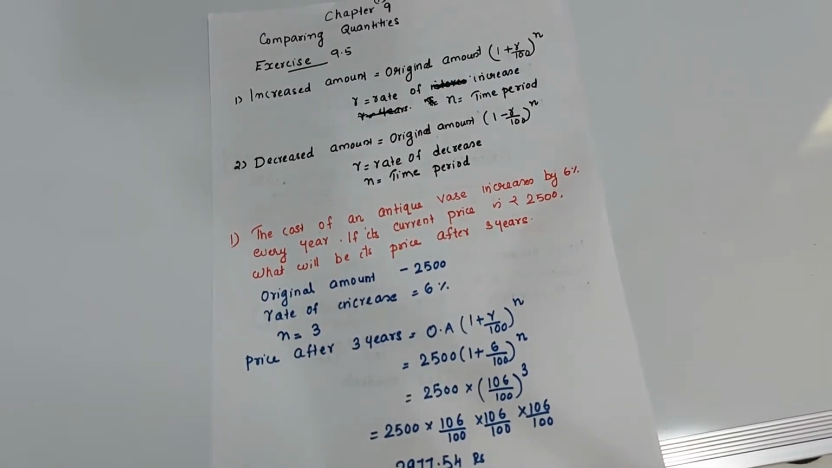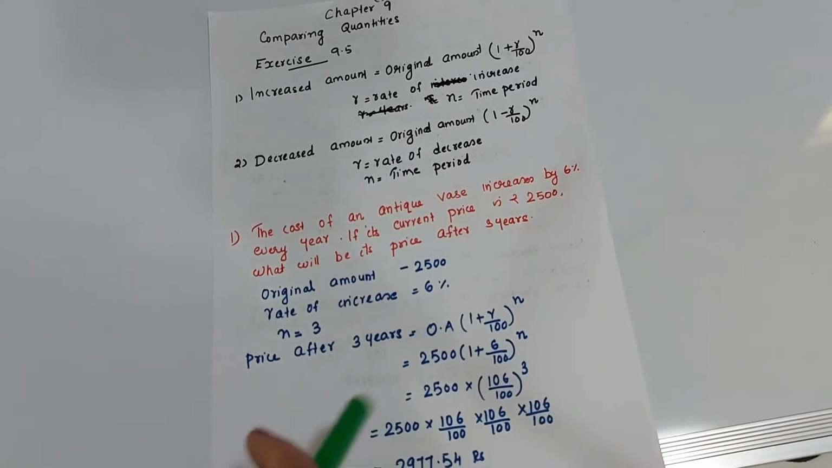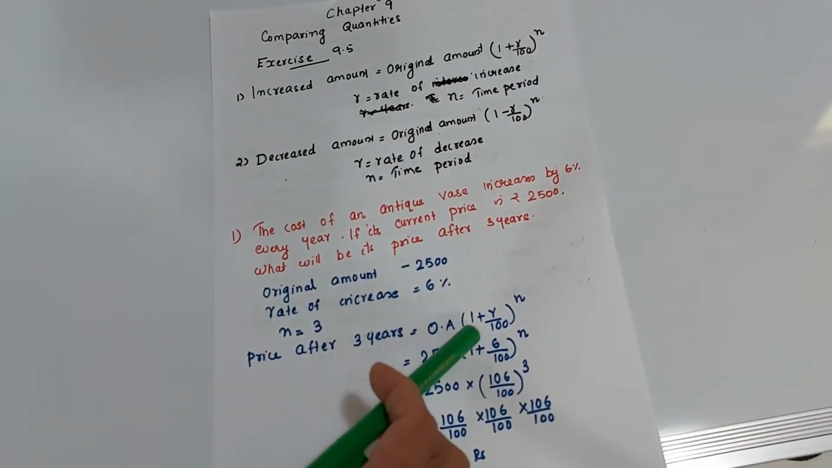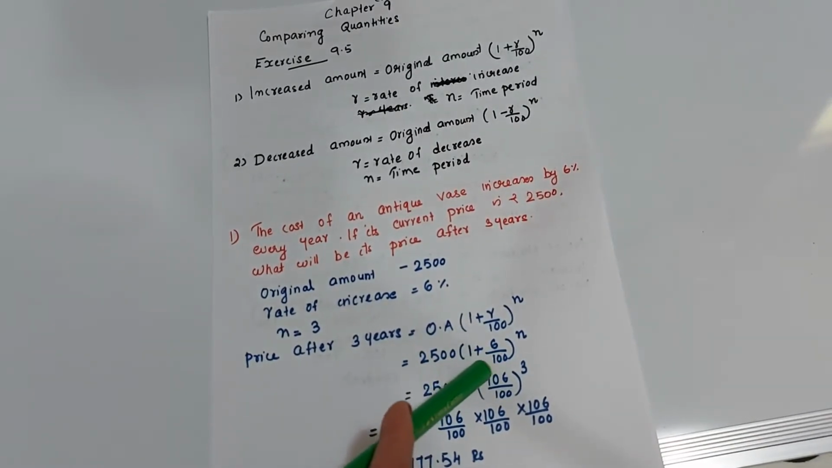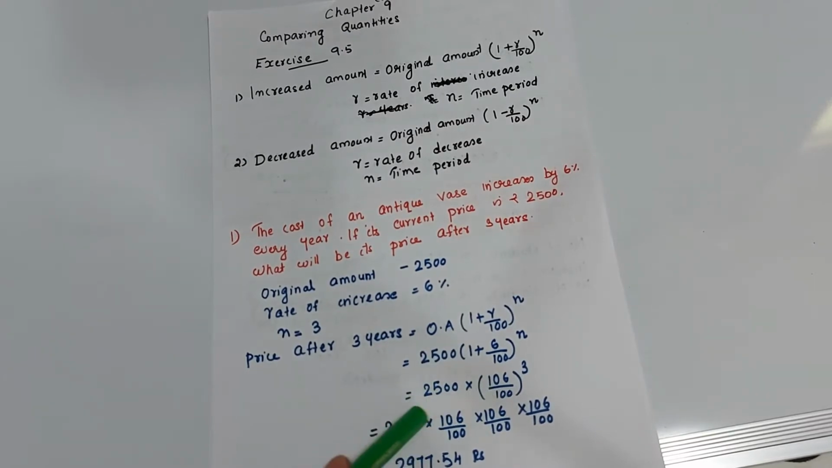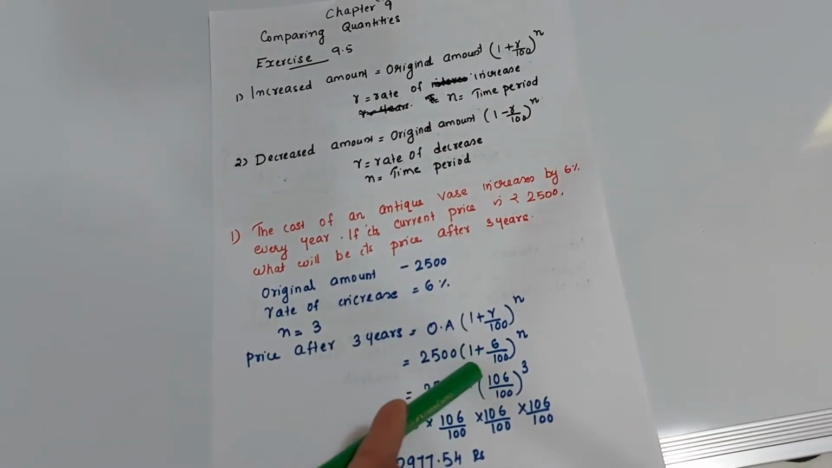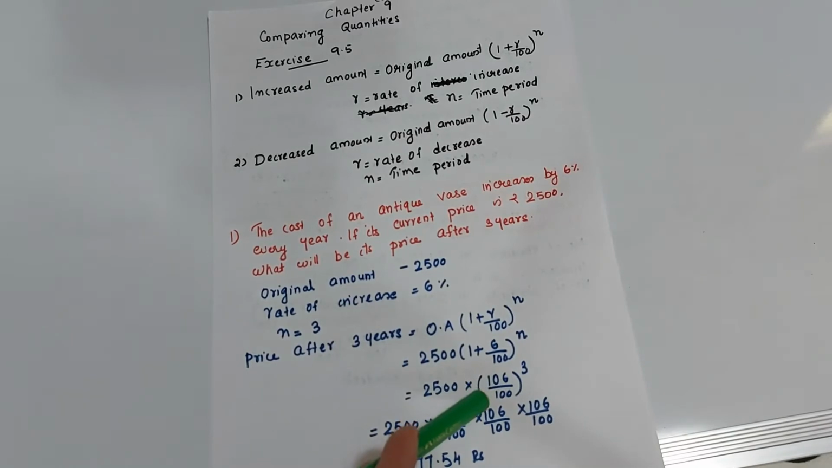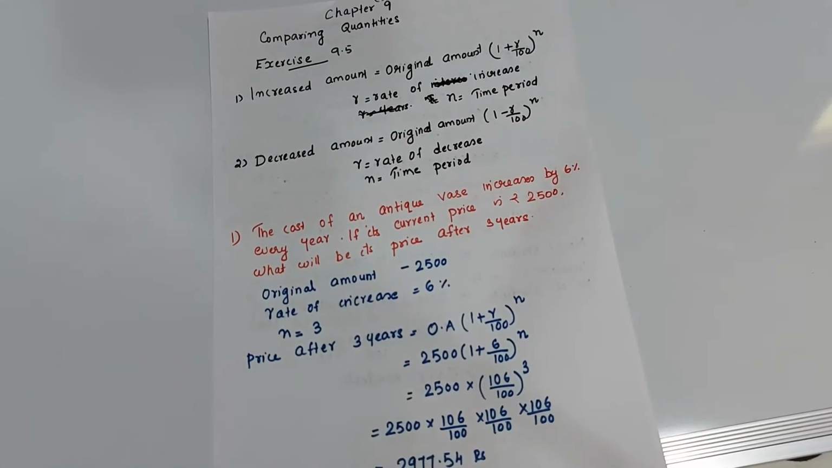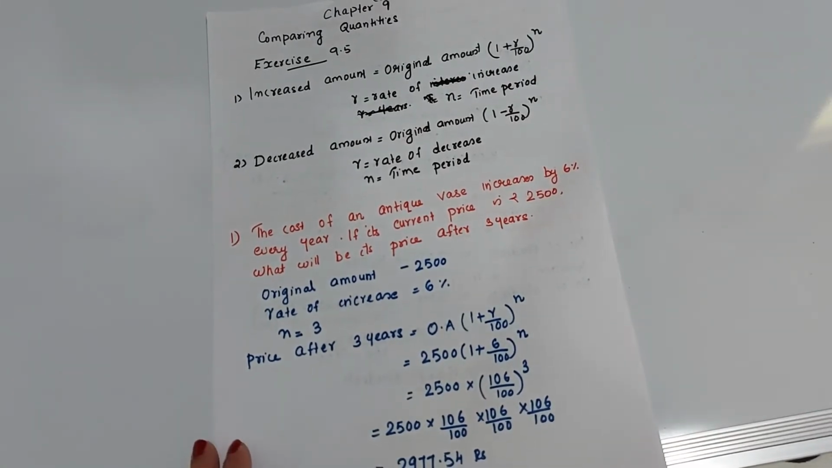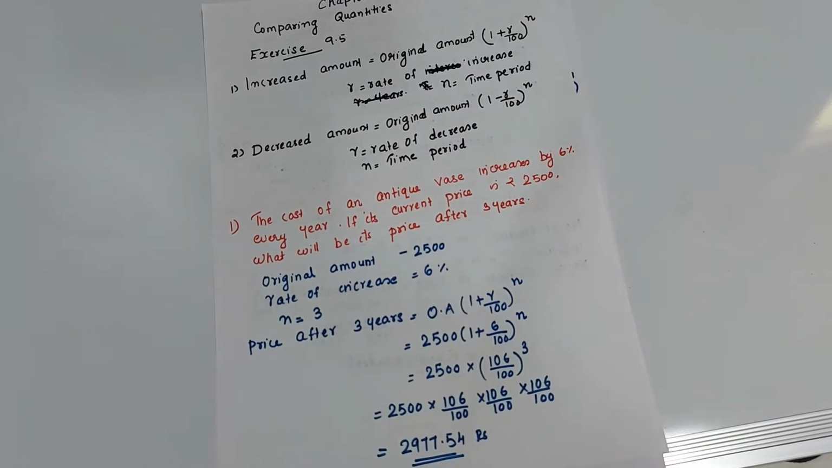You substitute. So price after 3 years is equal to original amount into 1 plus r by 100 whole power n. Here original amount equal to 2500 into 1 plus 6 by 100 whole power n. It's equal to 2500, and 1 plus 6 by 100 we can write as 106 by 100 whole cube. So 2500 into 106 by 100 into 106 by 100 into 106 by 100. Our final answer is equal to 2977.54 rupees.